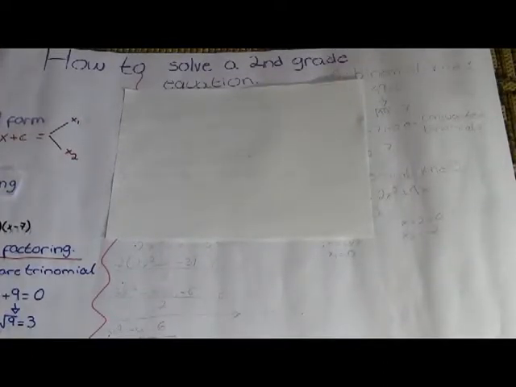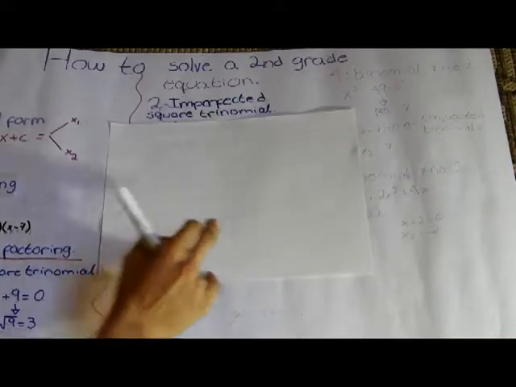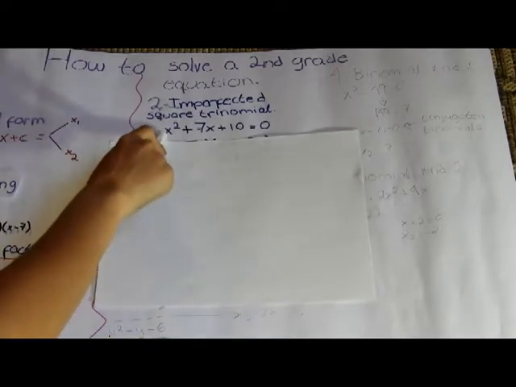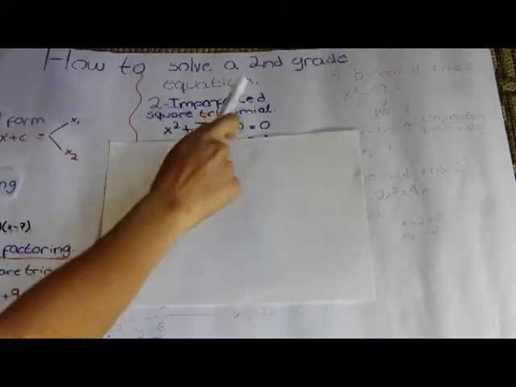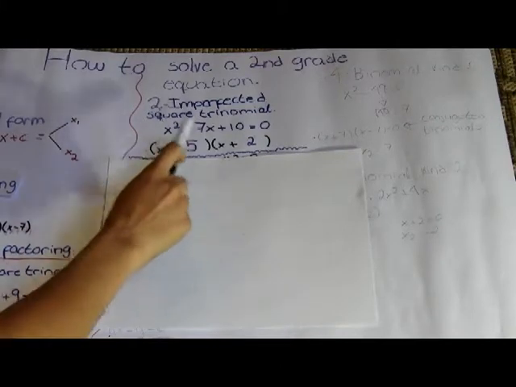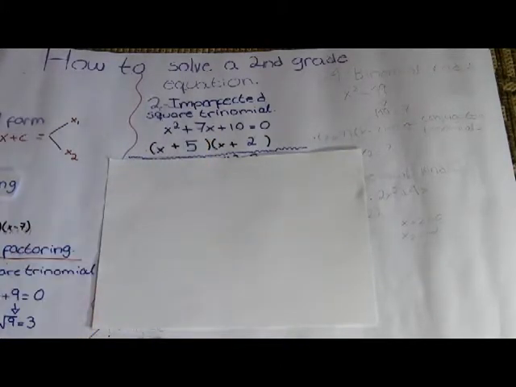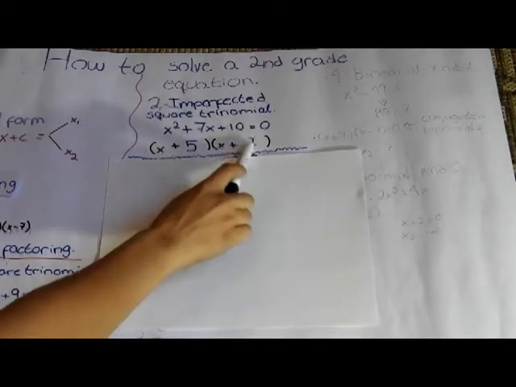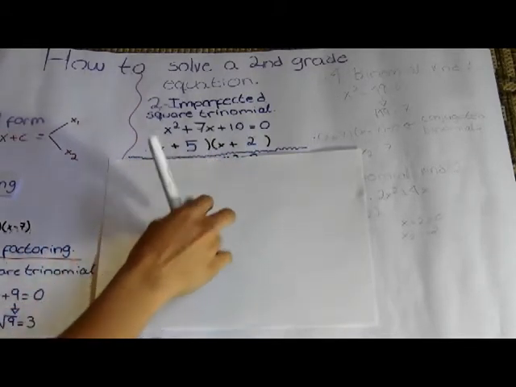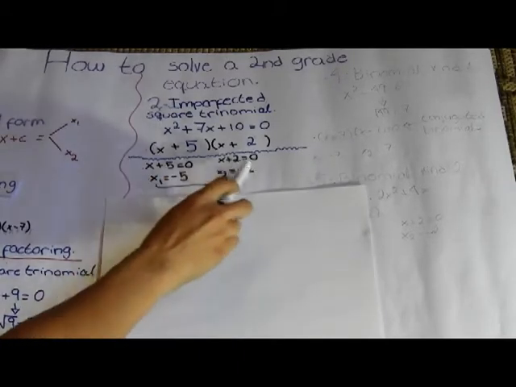The next kind of equation that you can factorize is the imperfect square trinomial. The a will always be 1, and the c will not have an exact square root. Here you need to put the x on both parentheses. And next, you need to find two numbers that multiplying them result 10, and adding them result 7. For example, 5 and 2. 5 times 2 is 10, and 5 plus 2 is 7. When you have factorized the equation, you clear it, and you get the two results.